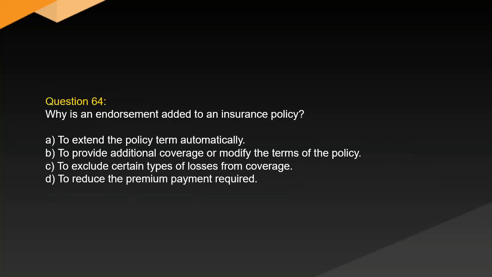Question 64. Why is an endorsement added to an insurance policy? A. To extend the policy term automatically. B. To provide additional coverage or modify the terms of the policy. C. To exclude certain types of losses from coverage. D. To reduce the premium payment required.